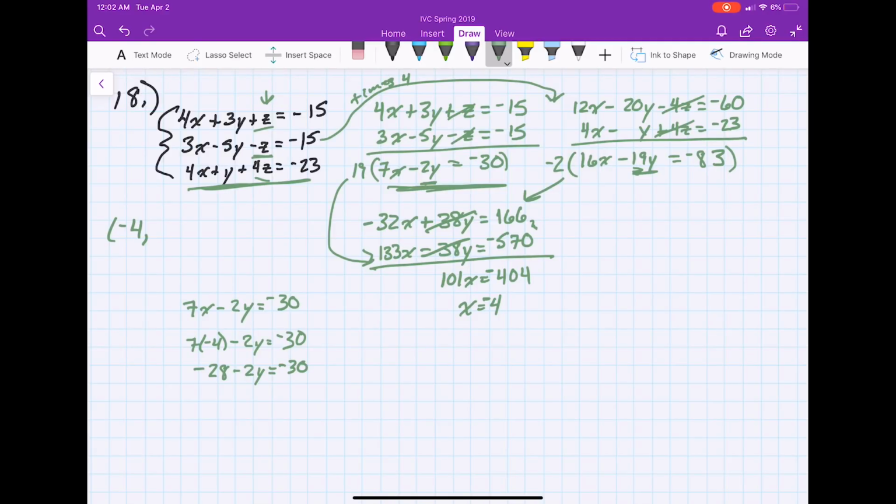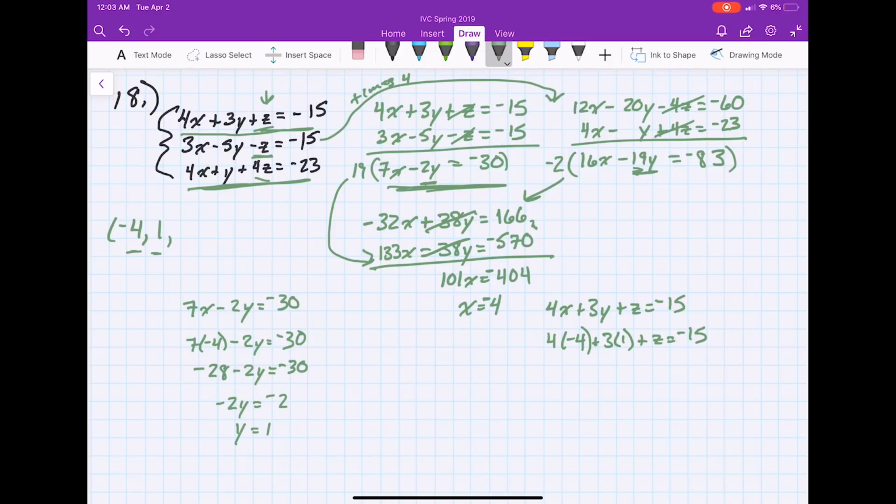Add 28 to both sides, we end up with negative 2y equals negative 2. Now, if we divide by negative 2 on both sides, we will end up with 1. So our y value is 1. Now we need to find our z value. So we can pick any one of these upper three equations. I'm just going to pick this one, which is 4x plus 3y plus z equals negative 15. Now I'm just going to plug in my negative 4 for the x and the 1 for the y. So 4 times negative 4. I'm getting those from our values over here. 3 and the 1, that guy right there, plus z equals negative 15.